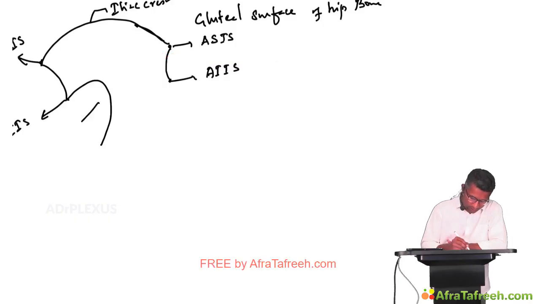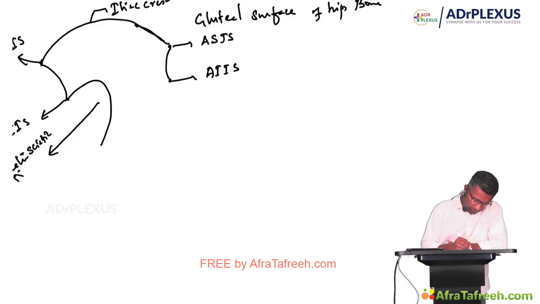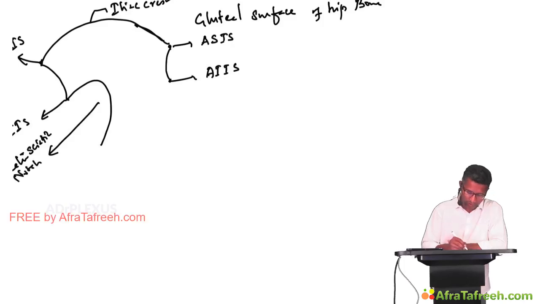This greater sciatic notch is seen here. So this is called the greater sciatic notch. And this greater sciatic notch ends in a spine called the ischial spine. So what is this spine? This is called the ischial spine.